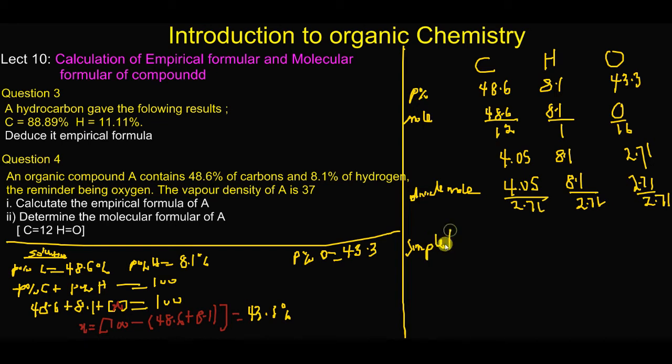You get the simplified ratio. So here the simplified ratio becomes 1.49, okay? The next one becomes 2.99, and the next one becomes what? The next one becomes 1, okay? The next one becomes 1.